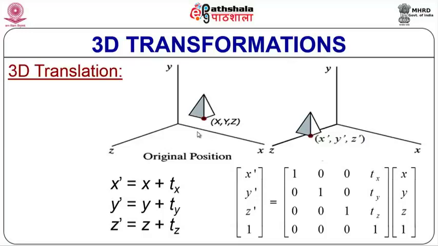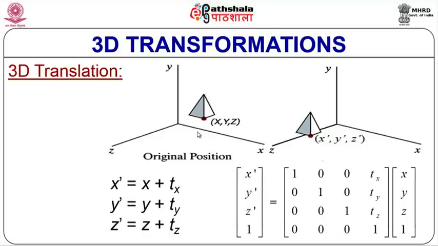Let us start with the first and foremost transformation in 3D, which is translation. As we know, translation, rotation and scaling are three fundamental transformations, followed by the other transformations like reflection and shear. Translation is simply change in position, as we know from the 2D transformations, and we have got an extra coordinate direction and an extra axis here.